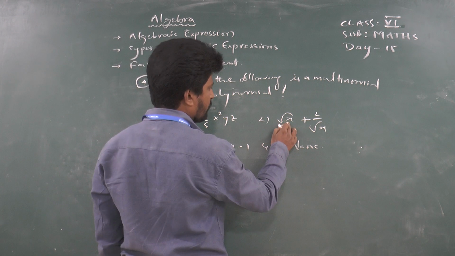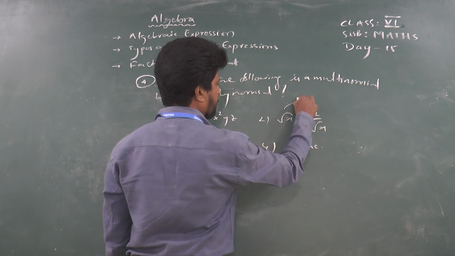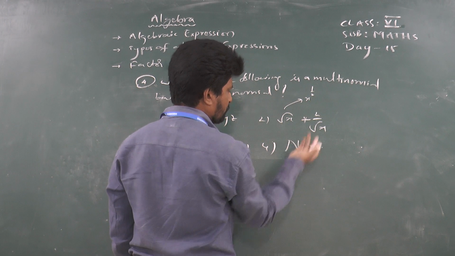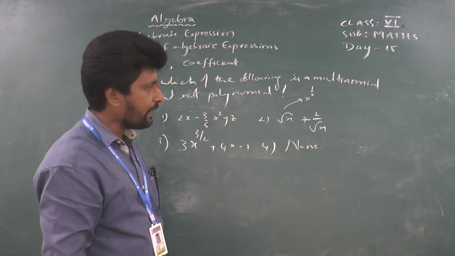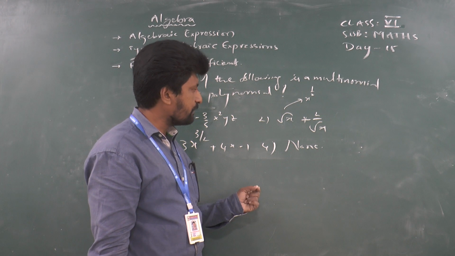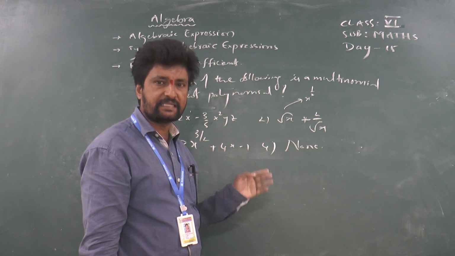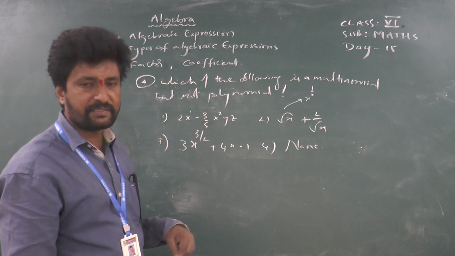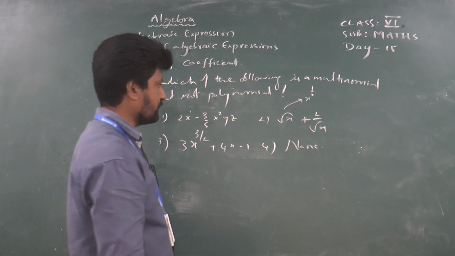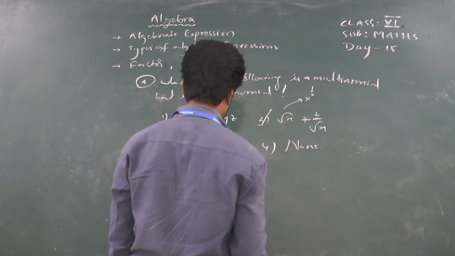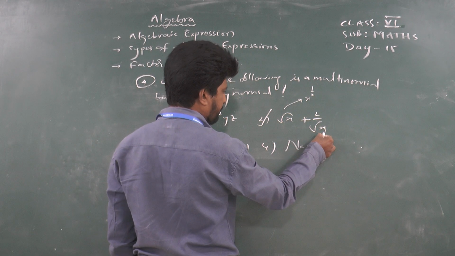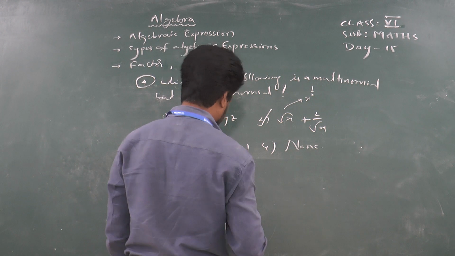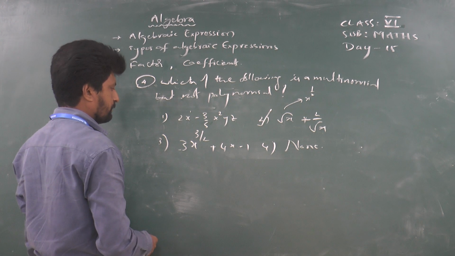If we see here, root x is nothing but x to the power of 1 by 2. That is the meaning of that. Okay, this one is enough. If we have any one variable whose index is not a positive integer, that is, other than a positive integer, then that is not a polynomial. That is a multinomial. Here also, of course, we can identify 2 divided by x to the power of 1 by 2, so that is also multinomial.